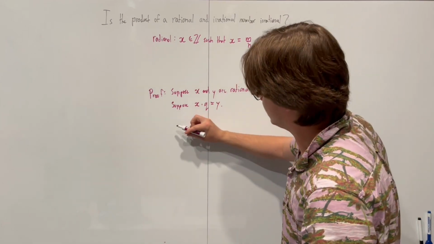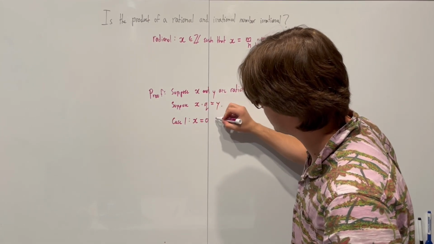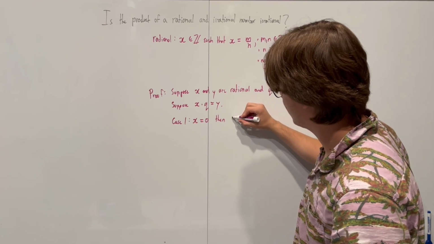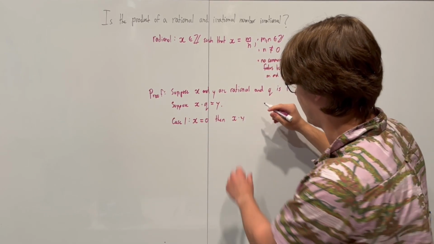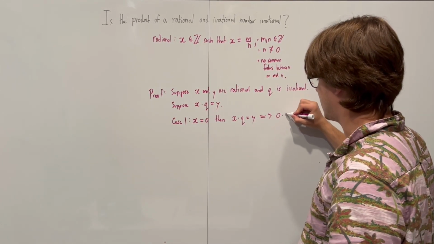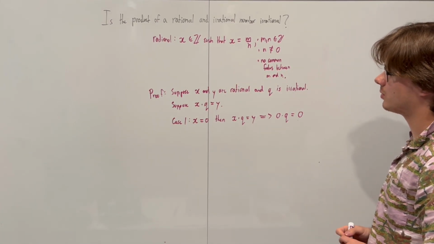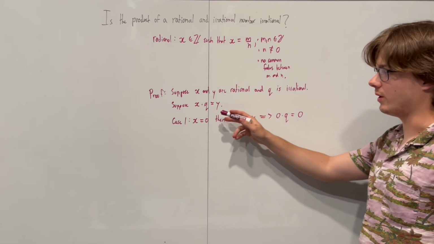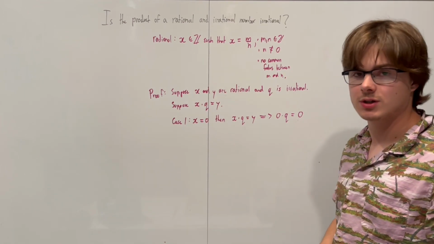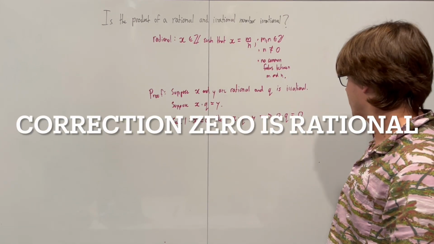Let's do this case by case. Case 1, we're going to say x is equal to 0, then x multiplied by q is equal to y, which means 0 times q is equal to 0. So in this case, our proof by contradiction is going to be true. We're saying that if x is 0, then this is in fact true. 0 times anything is going to be 0, and 0 is an irrational number.